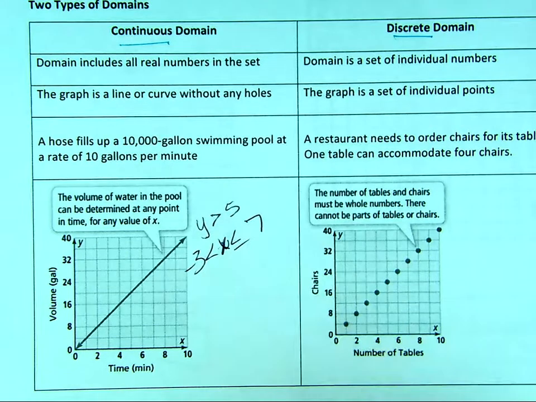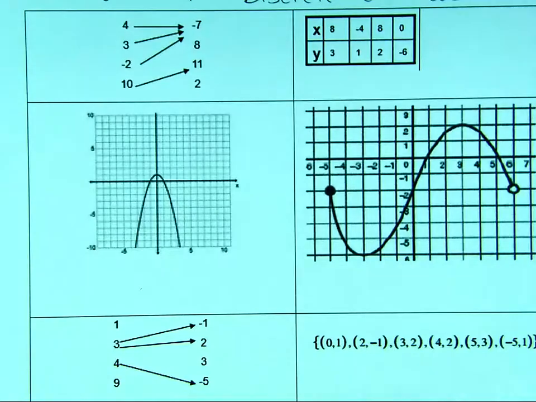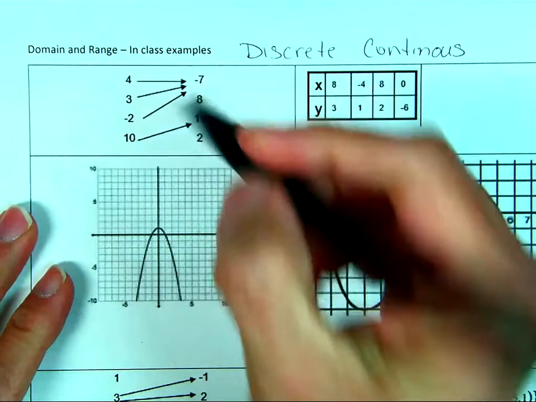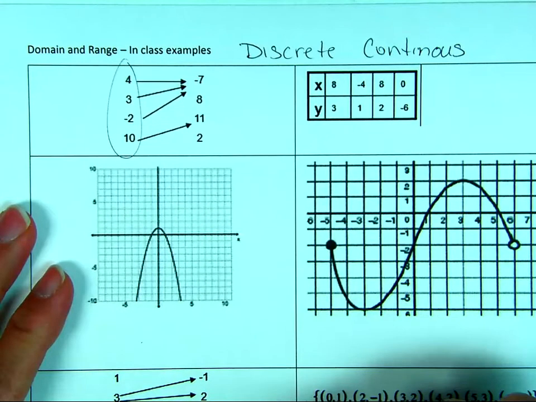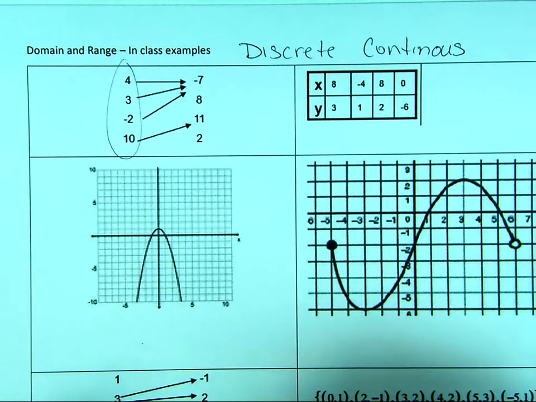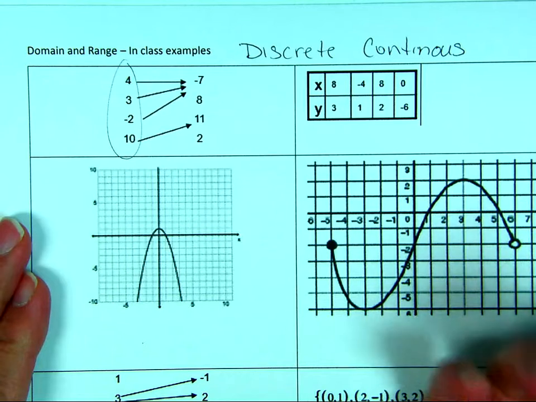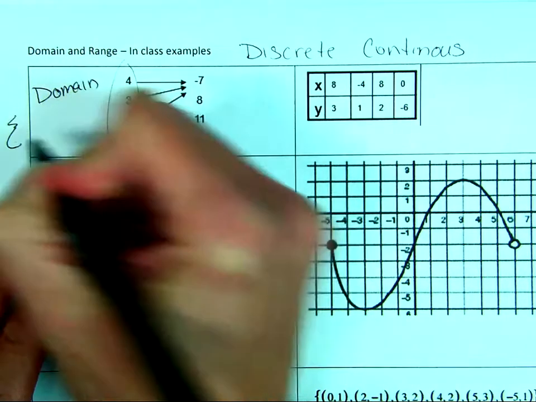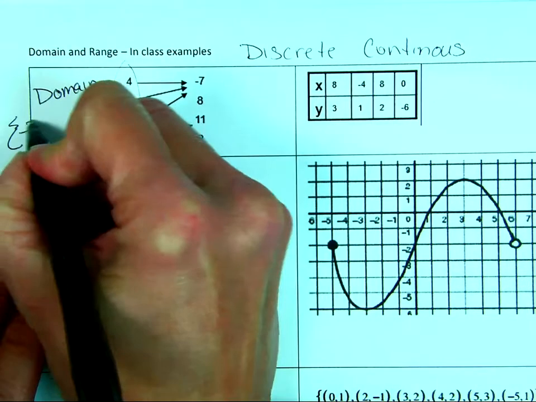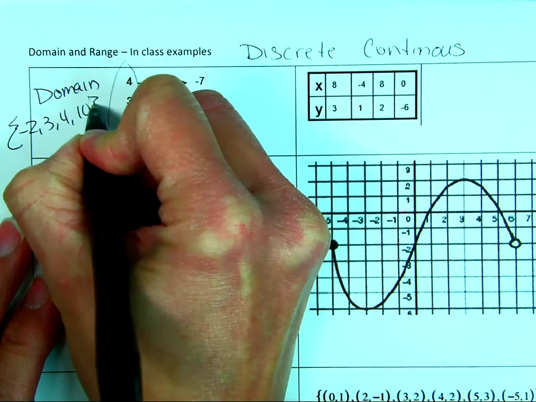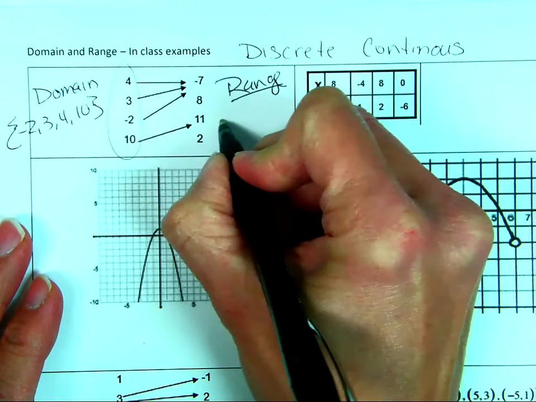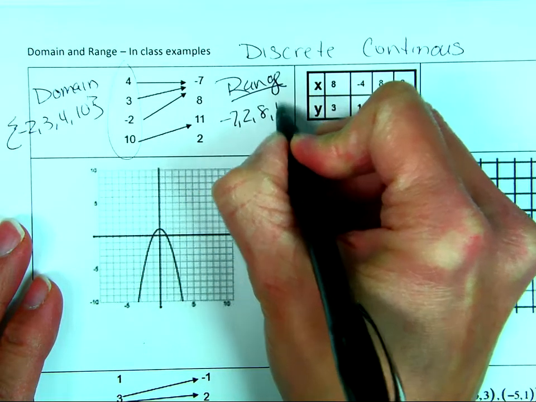So just keep that in mind, because on this next one we're also going to talk about what's discrete and continuous. So we're going to talk about domain and range, but we're also going to say is it discrete or continuous. So for this one, what's our domain? Our domain is just this. Now we don't write that in interval notation because it's not an interval. So if you have a discrete domain, we're not going to use interval notation. So we're just going to say the domain. Remember, you write them in the braces. We usually write them in order, so negative 2, 3, 4, and 10. That would be my domain. And then my range is over here. My range would be negative 7, 2, 8, and 11 with the little braces.